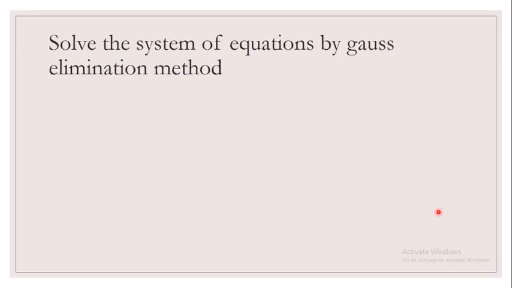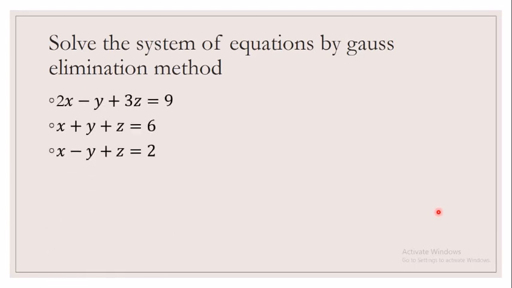Now, solve the system of equations by the Gauss elimination method. This is the system of equations that is given to us: 2x minus y plus 3z is equal to 9. x plus y plus z is equal to 6. x minus y plus z is equal to 2.